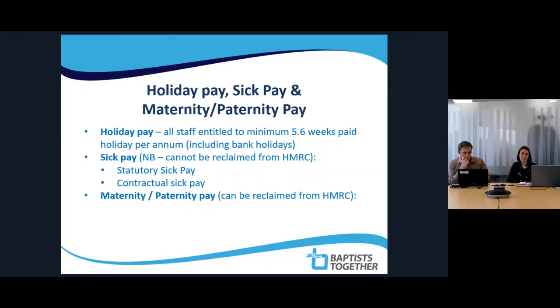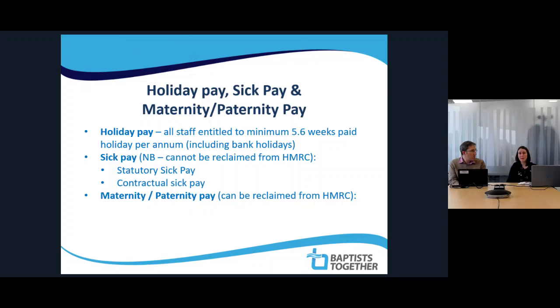The other benefit that everyone is entitled to is maternity and paternity pay. And the good news is that this can be reclaimed from HMRC. So maternity is 39 weeks, are paid for 39 weeks. The member of staff can have up to a year off, but the final 12 weeks would be unpaid. So I think the first 6 weeks are paid at 90% of their wages, and the 26 weeks following are paid at £145 per week.